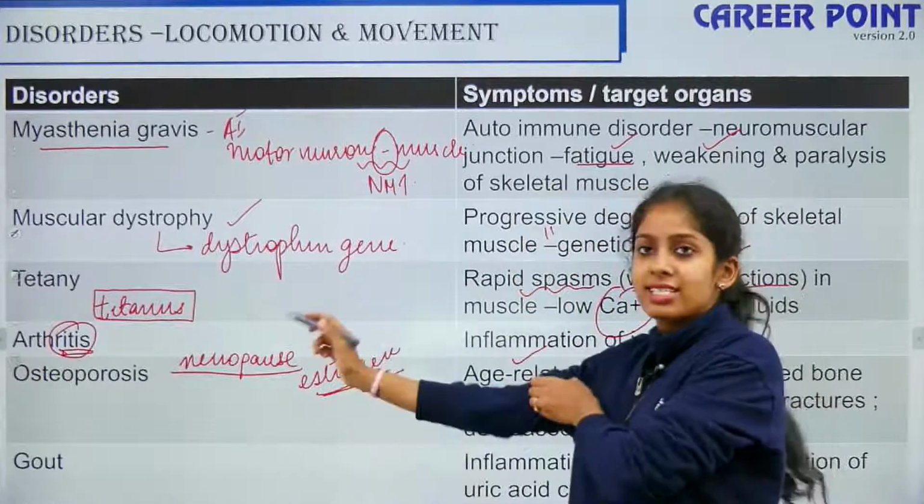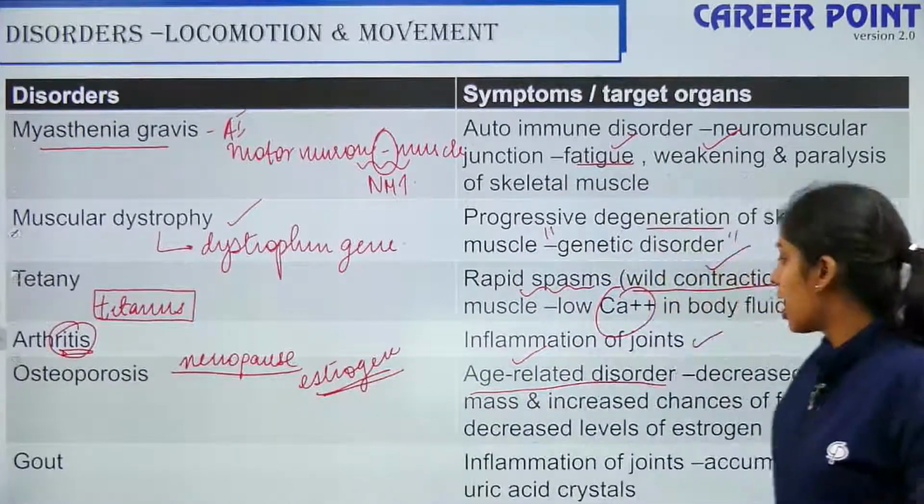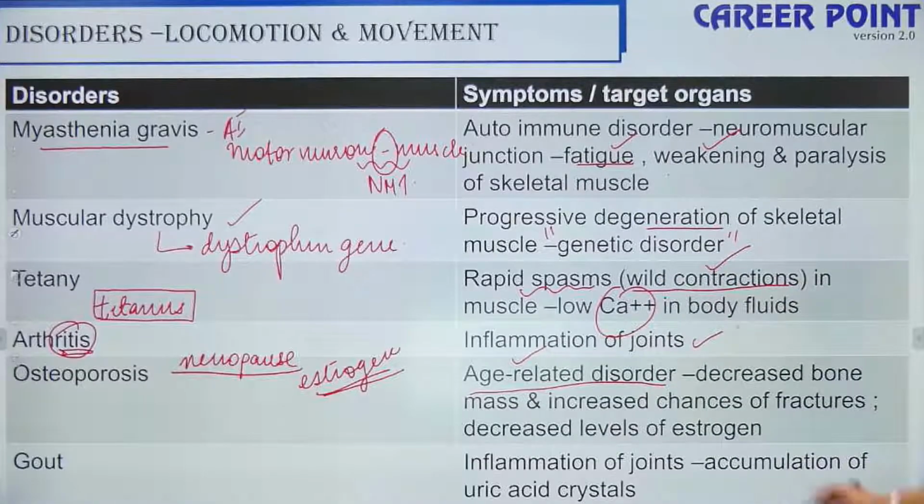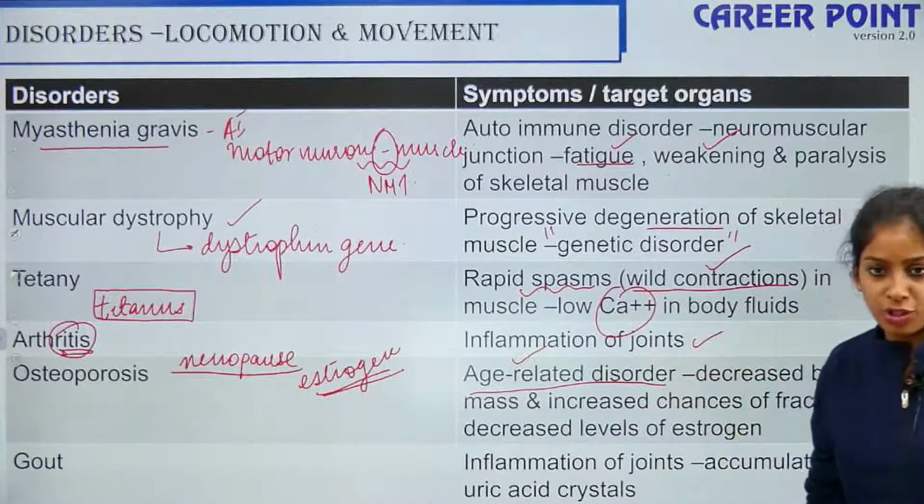Okay, so the next disorder is gout. Gout is the inflammation of the joints. Arthritis is also inflammation of joints.